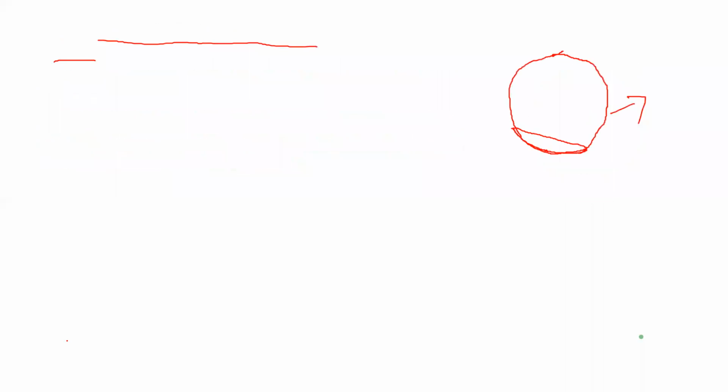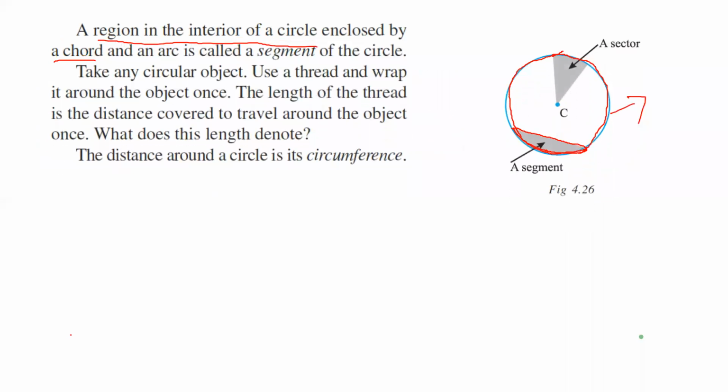The next is segment. What is a segment? A segment is the region in the interior of a circle in between a chord and an arc. This is the chord and this is the arc. If you consider another arc and chord, suppose I'm considering this chord and this arc, this is another segment. Here is the sector.